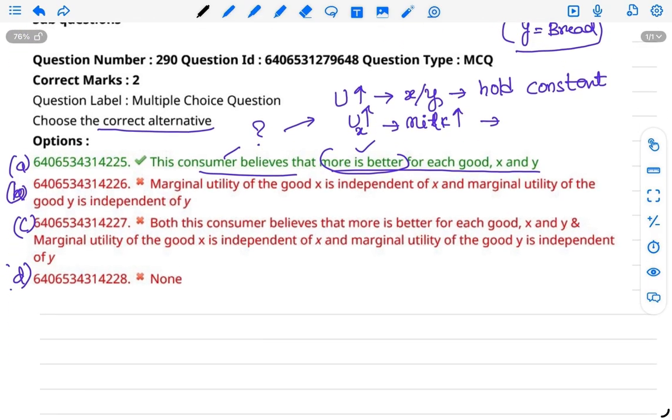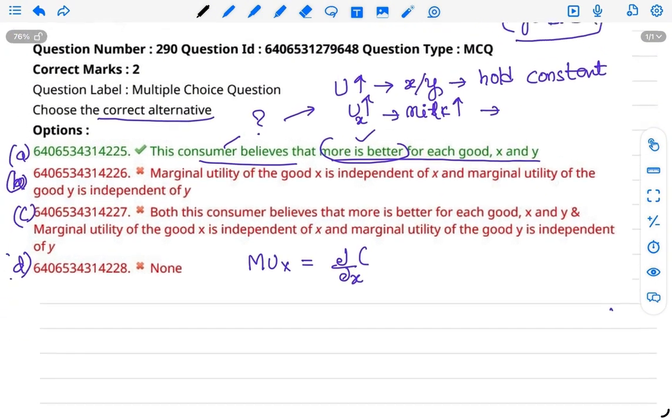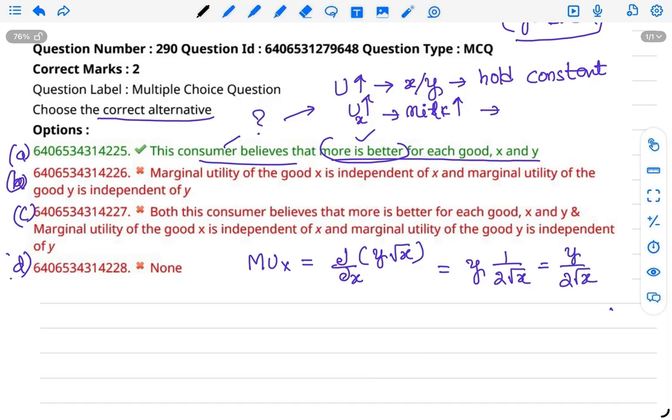That is, the marginal utility of x, MUx, equals dou by dou x of the given utility function y root x. Holding y constant, that equals y times 1 by 2 root x, which is y by 2 root x. The marginal utility of y, MUy, equals dou by dou y of y root x, and with x constant, that is root x.